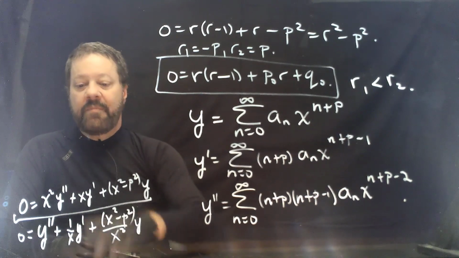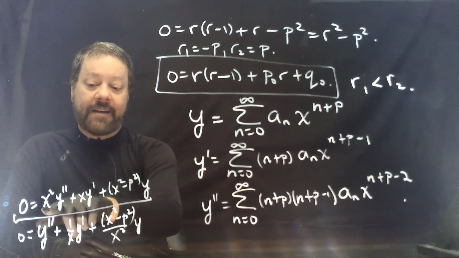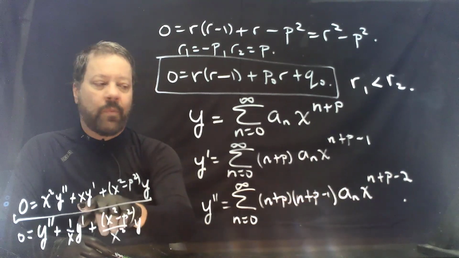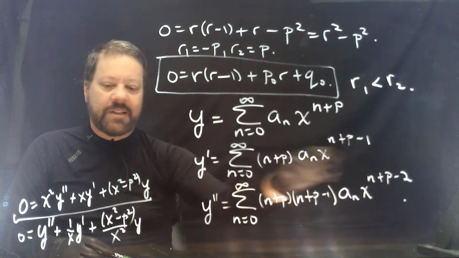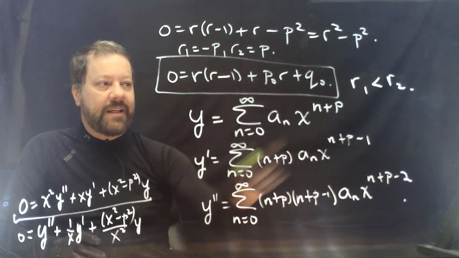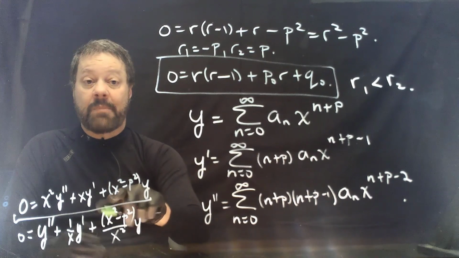We'll then plug in here, we'll add 2 factors of x. That'll bump this up to an n plus p. 1 factor of x, we'll get an n plus p. Over here we'll have these 2 separate terms. One of them will be n plus p and the other one n plus p plus 2.